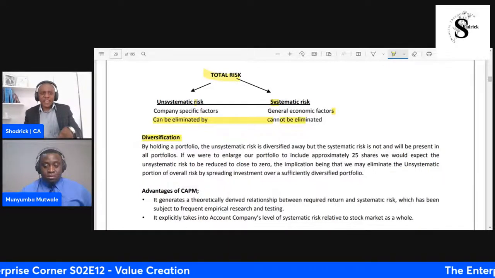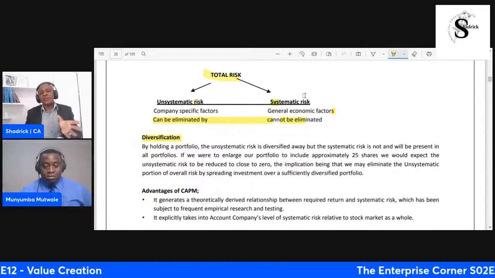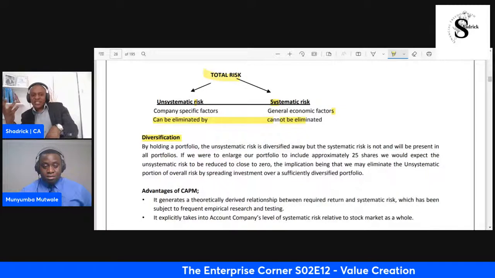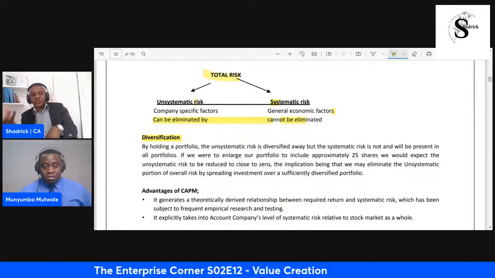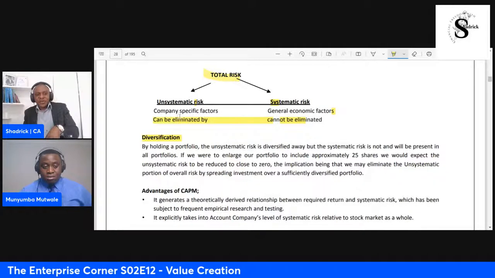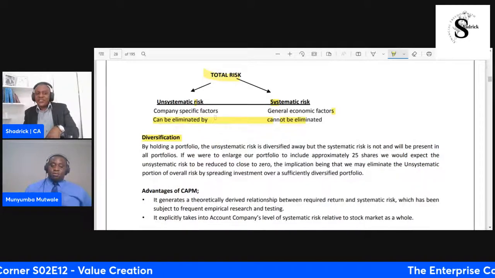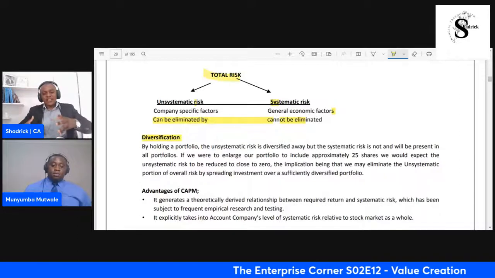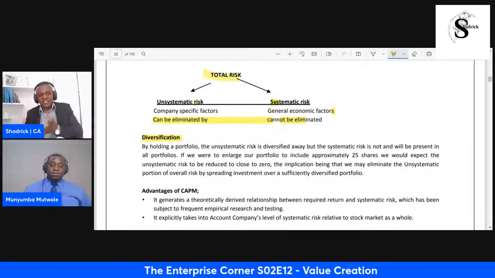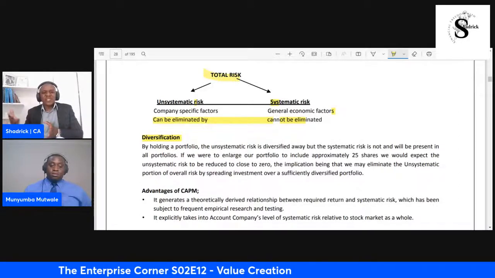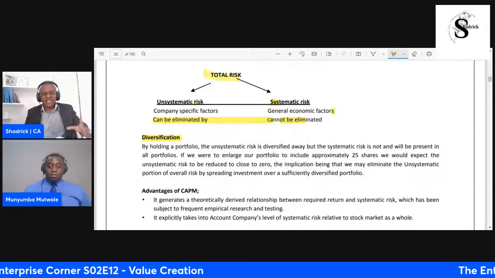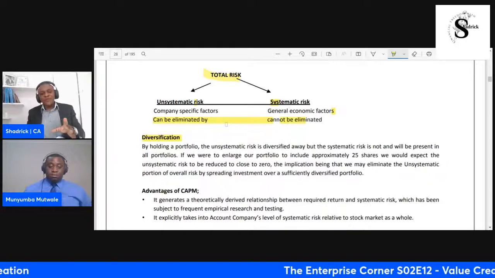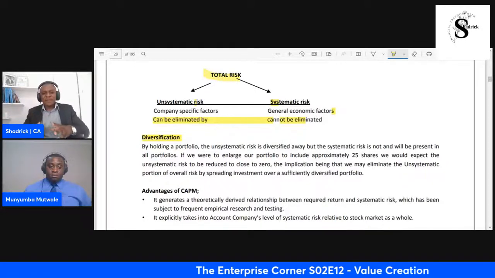So there's something called unsystematic risk, and then there's something called systematic risk. We combine this with the value chain to help you understand the risks associated with your business. For example, company-specific risk is what we call unsystematic risk. If you're a restaurant, what are the risks that are specific to your industry? You may be in the hospitality industry, you run a hotel, or a chain of restaurants. Usually inventories go obsolete here. If you buy food, meat, milk, those are perishable items.